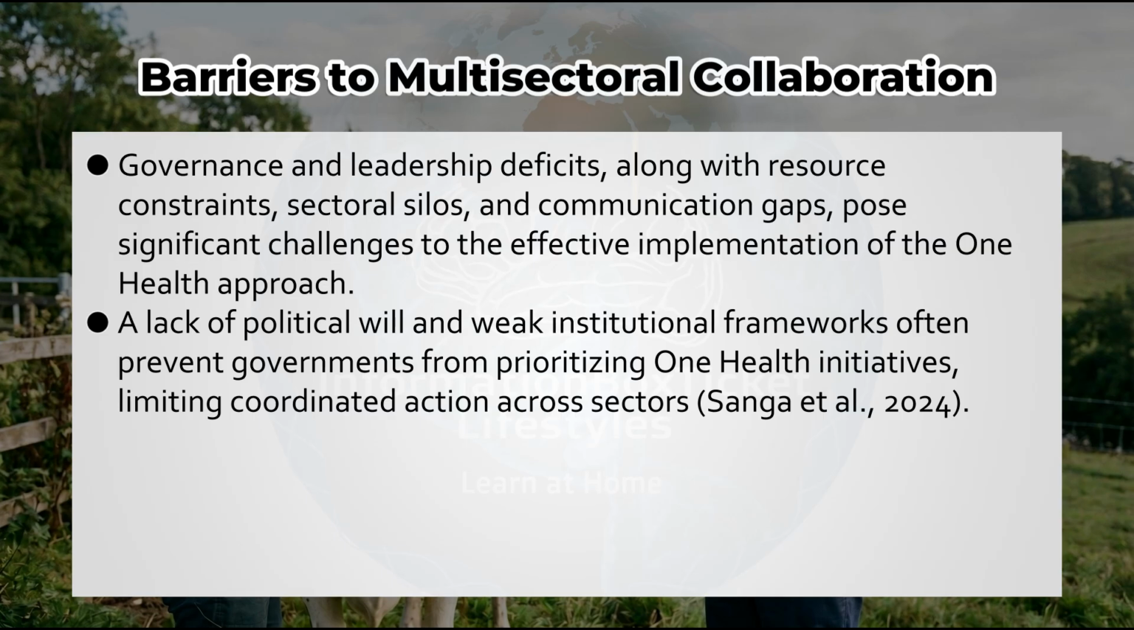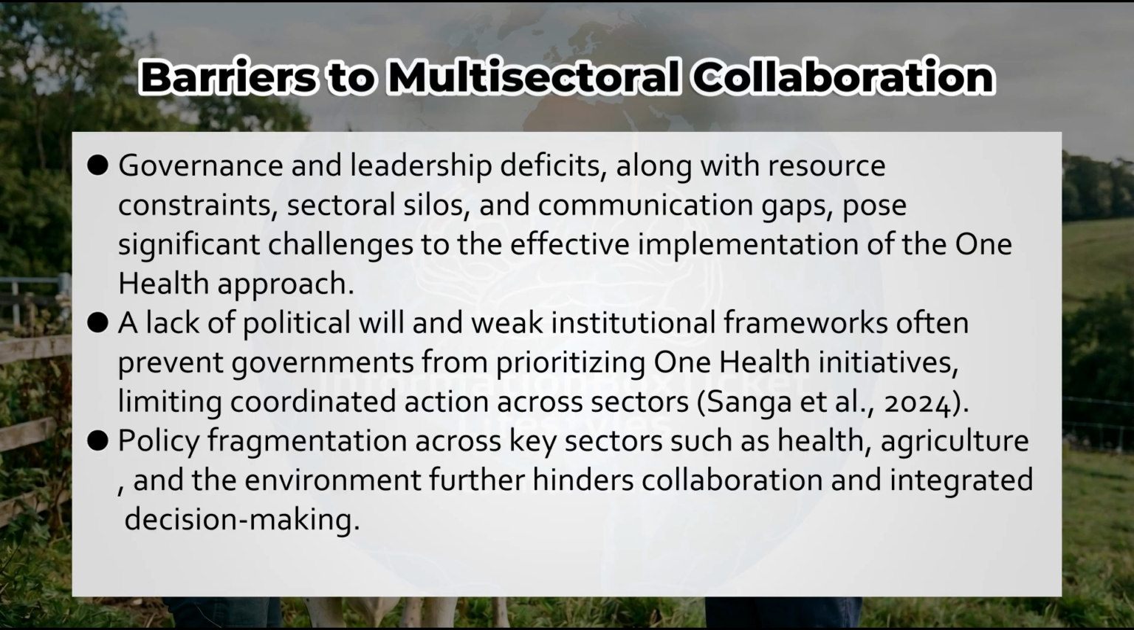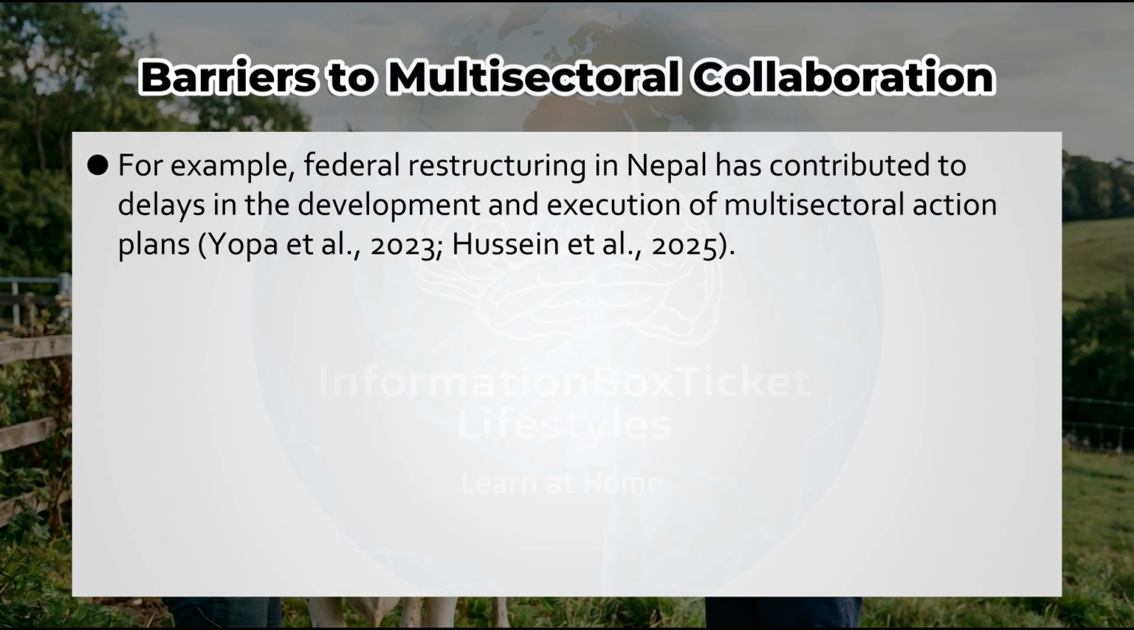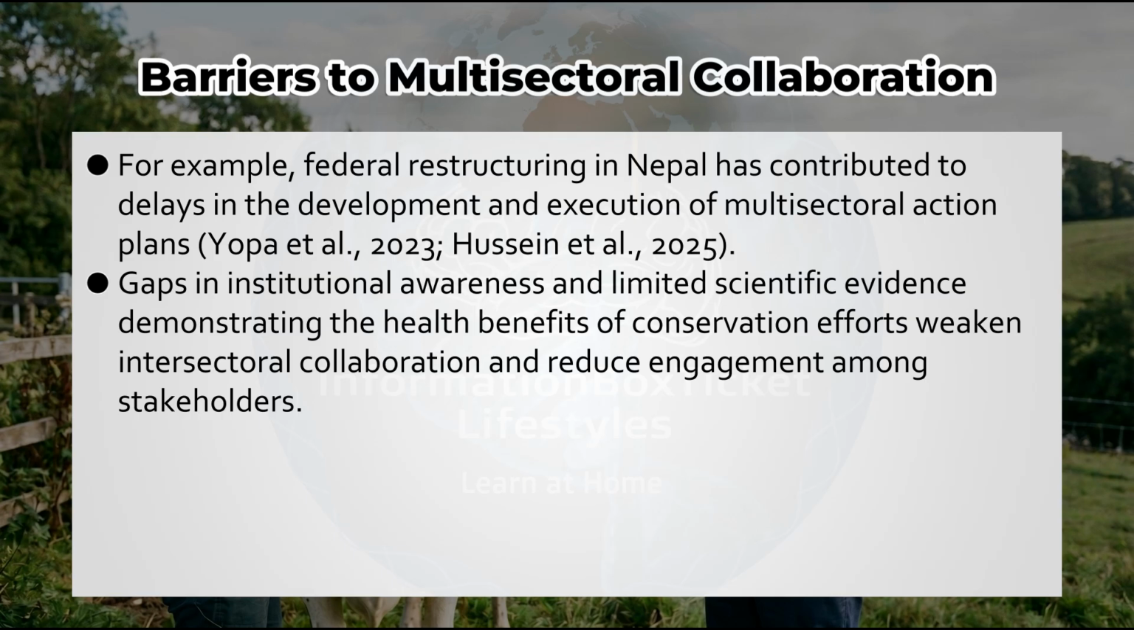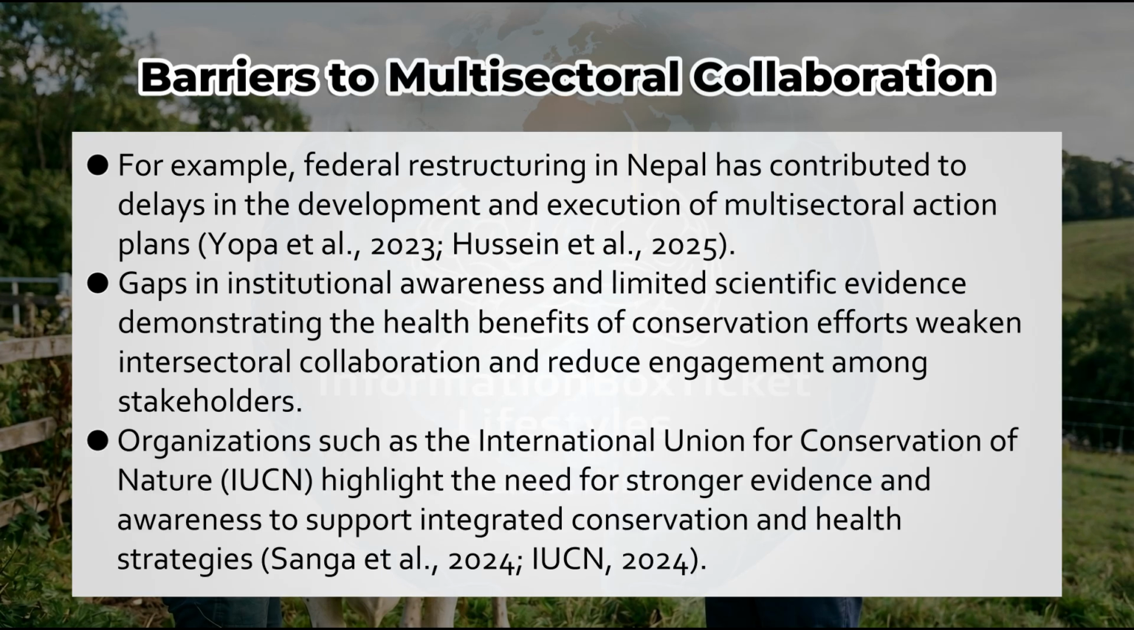sectors. Policy fragmentation across key sectors such as health, agriculture, and the environment further hinders collaboration and integrated decision-making. For example, federal restructuring in Nepal has contributed to delays in the development and execution of multisectoral action plans. Gaps in institutional awareness and limited scientific evidence demonstrating the health benefits of conservation efforts weaken intersectoral collaboration and reduce engagement among stakeholders.